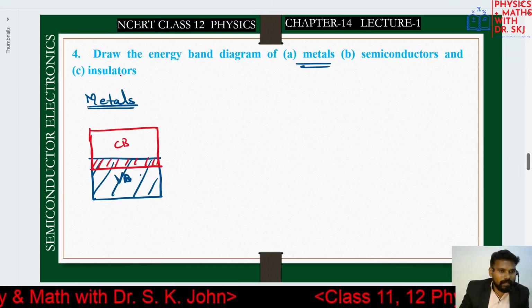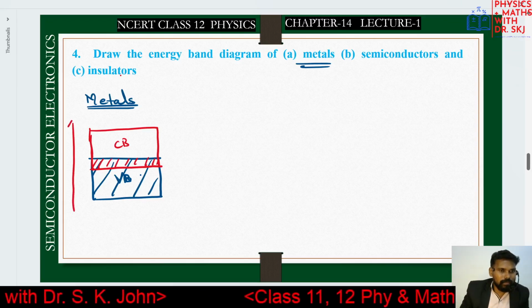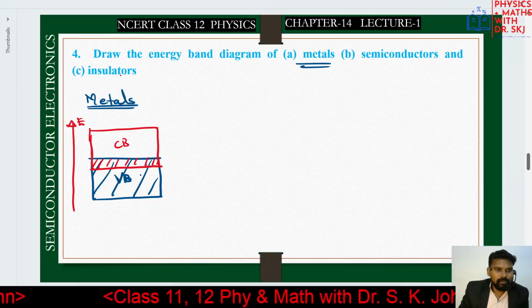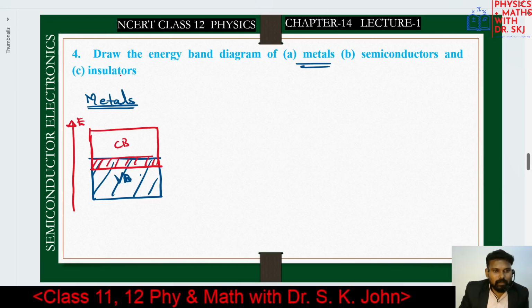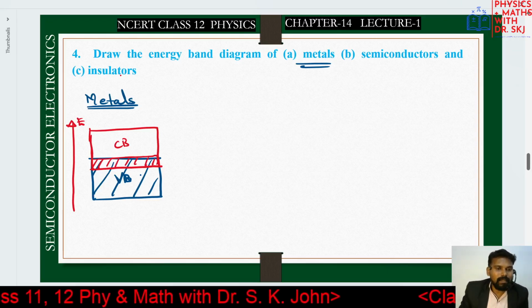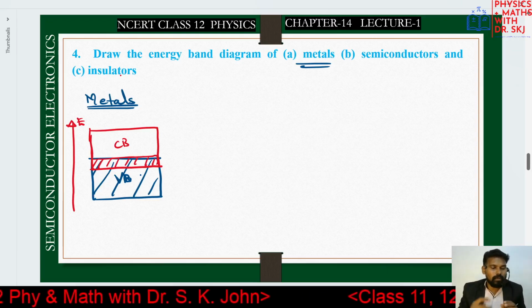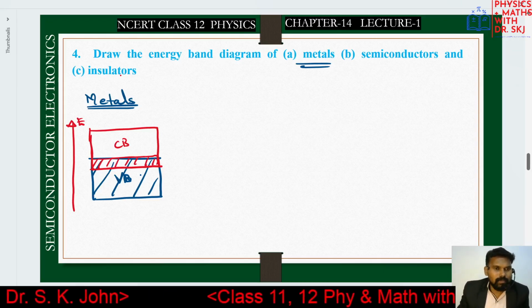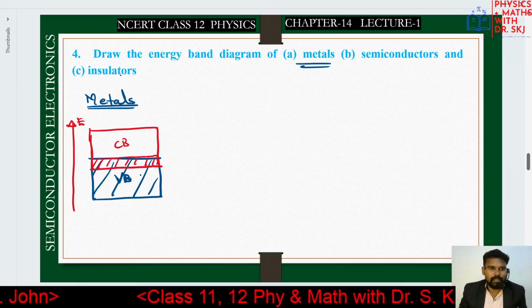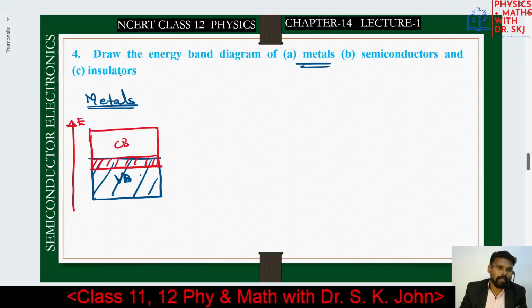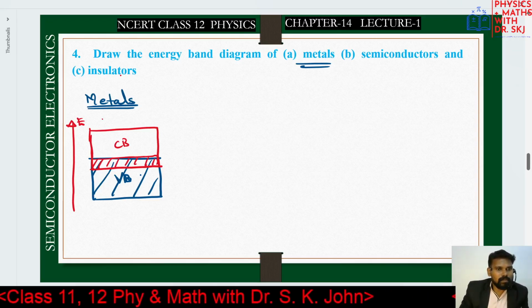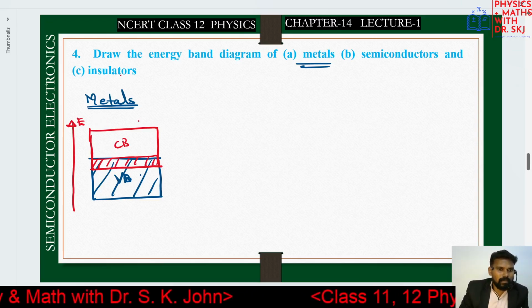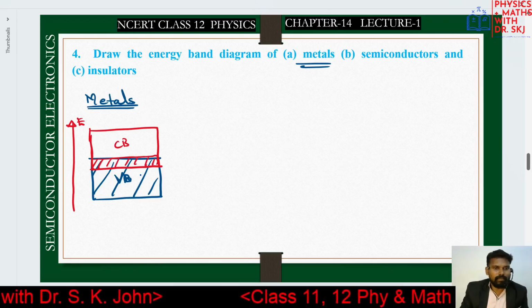In this diagram, this axis is the energy. As we go up, the energy increases. So some of the valence electrons have energy to be in the conduction band, or to conduct electricity. They have energy, so they are free. Some of the valence electrons are free. This is the case of many metals. This is the common energy diagram for metals.